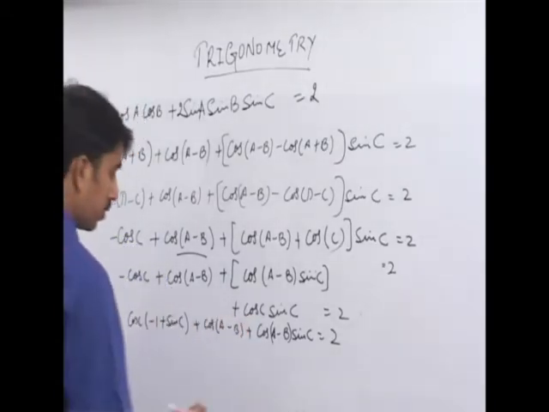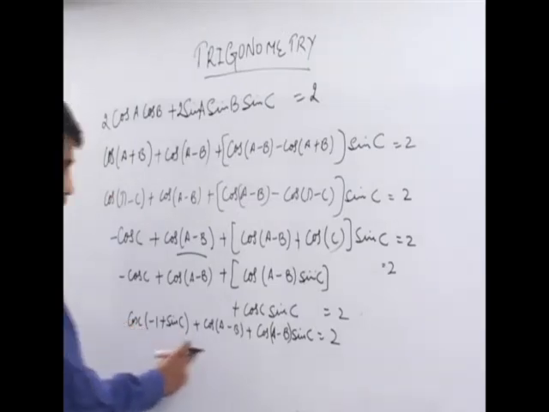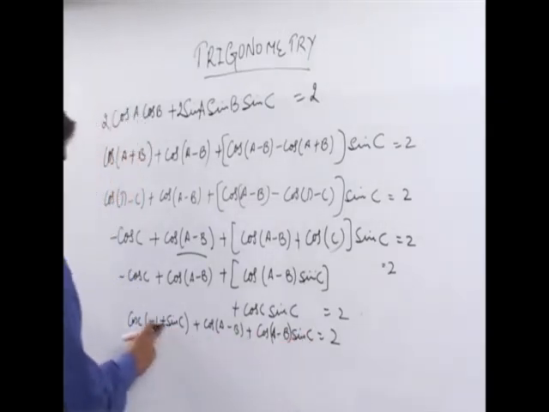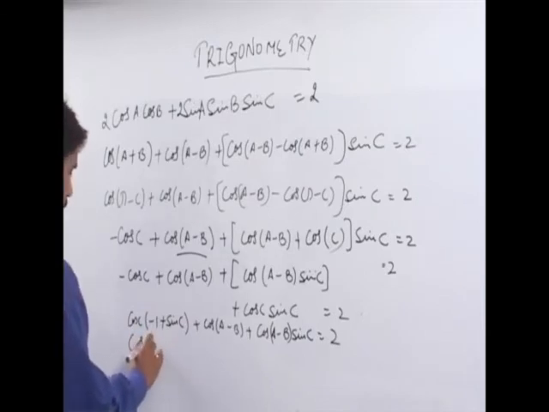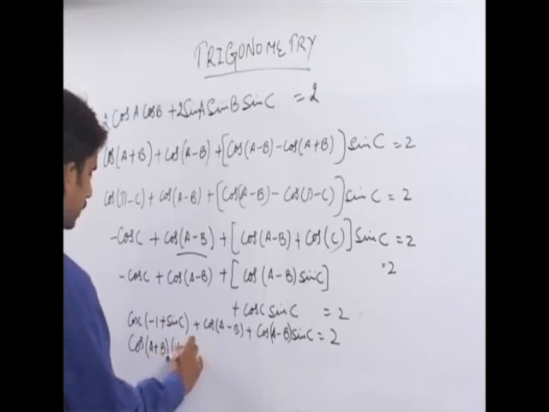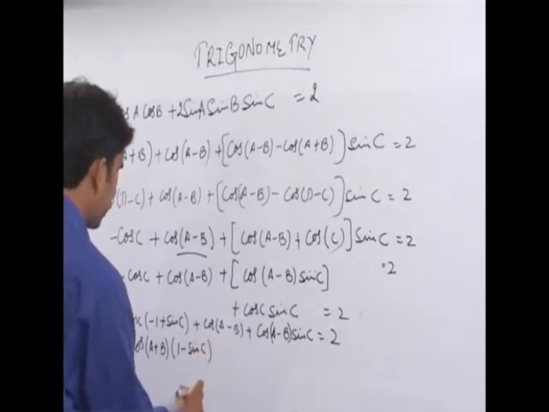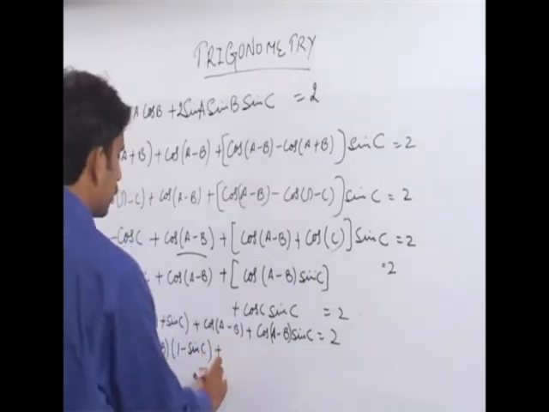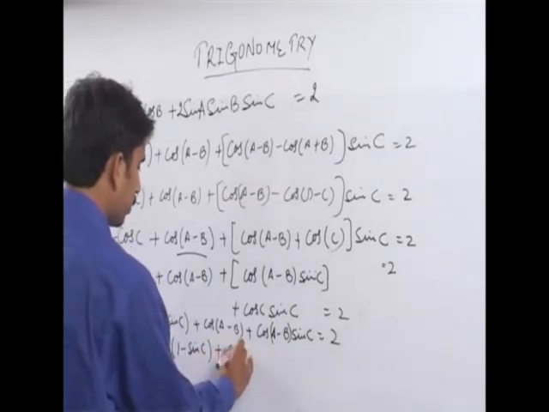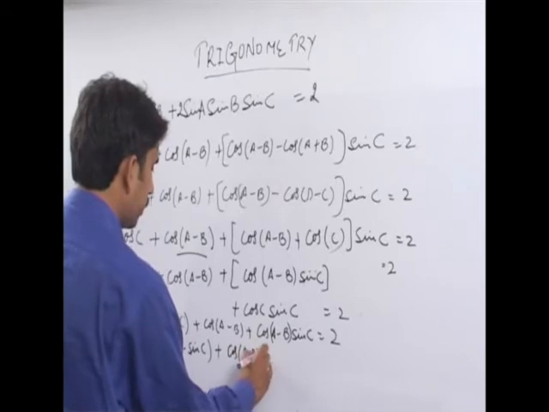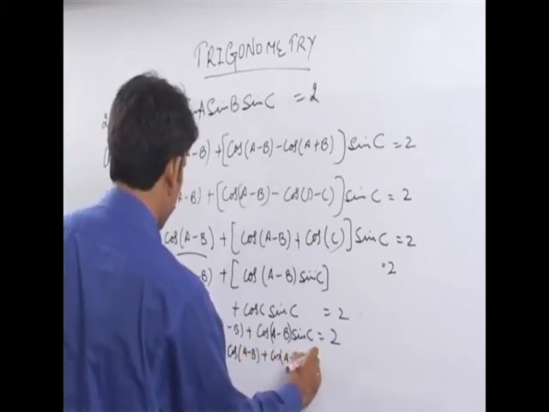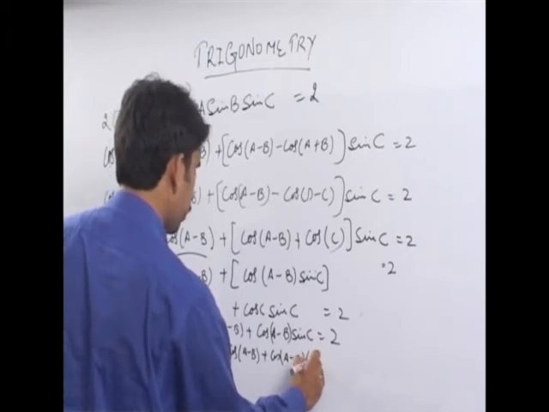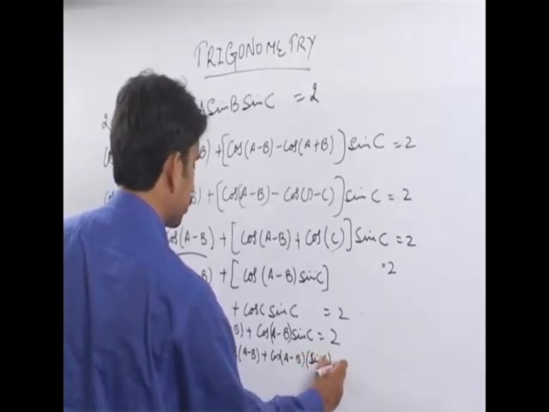Now we will take this as sin C, and again we will convert this into cos of (A plus B) into (1 minus sin C), then plus cos of (A minus B) into sin of angle C equal to 2.